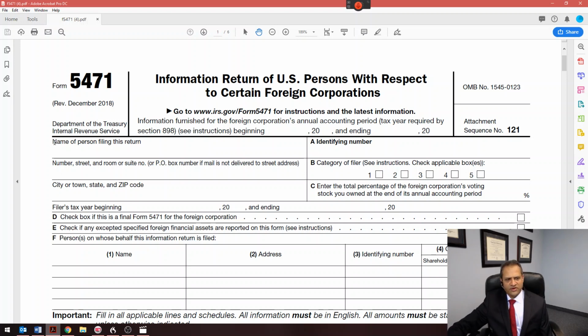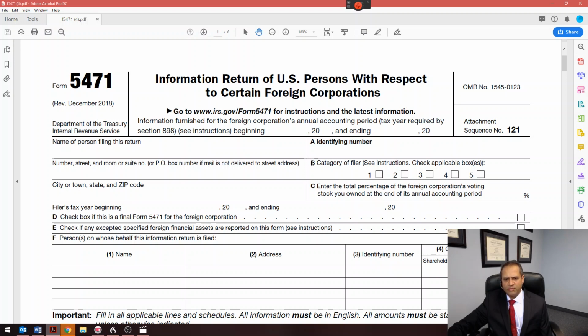So Form 5471 is a long form. Today, I'm just showing you the most important parts. On page 1, you have to obviously fill out the name of the person, and usually it's going to be the EIN number or the Social Security number of the person that's filing the form.